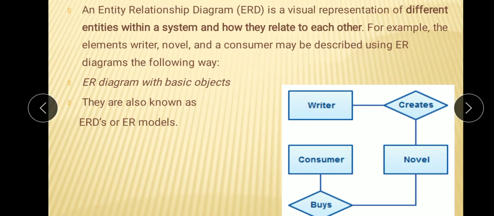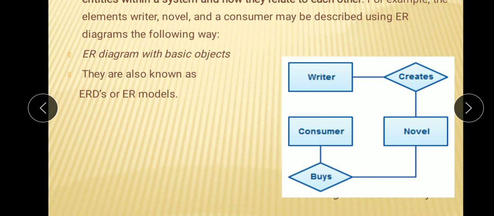Okay, so here it is the ER diagram with the basic objects. They are also known as ERDs or ER model. Here you can see the writer who creates the novels. Okay, then the consumer and the buyers. And what are these rectangles and other figures? We will cover all these things later in this tutorial.